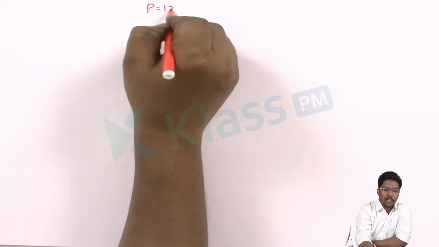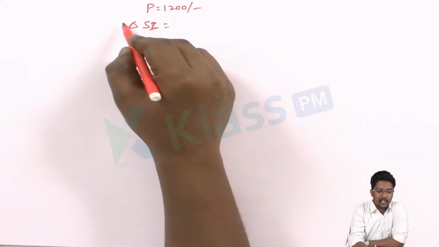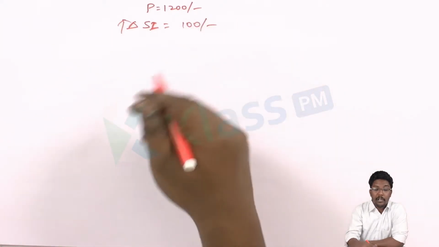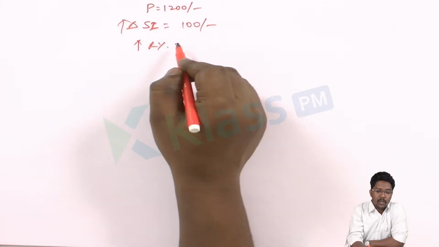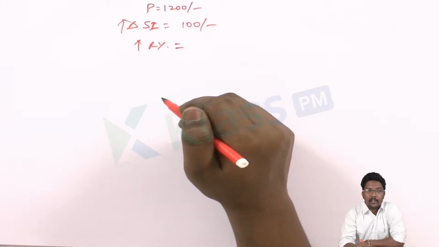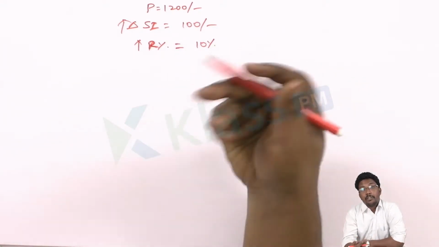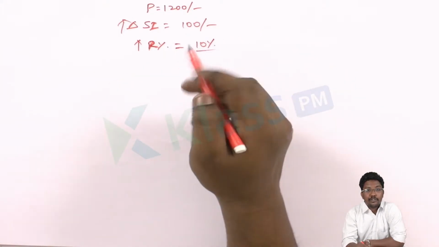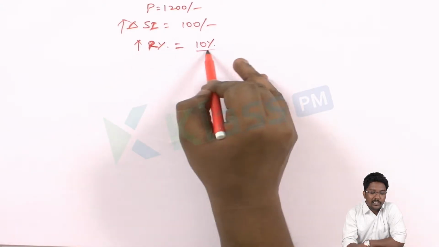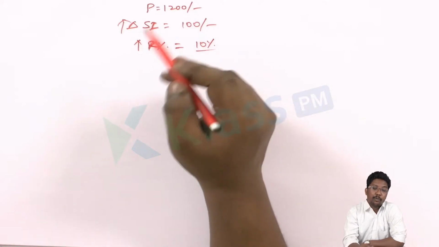So let me simplify another problem. My principal is 1200 rupees. The increase in the simple interest is 100 rupees. I have to pay 100 rupees more due to a change in the rate of interest. The person who gave the money is a very greedy person, so he increased his rate of interest by 10% more. Initially I don't know my rate of interest, but due to the change in the rate of interest, my simple interest increased by 100 rupees.